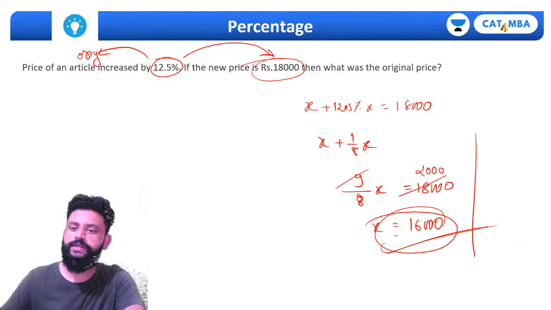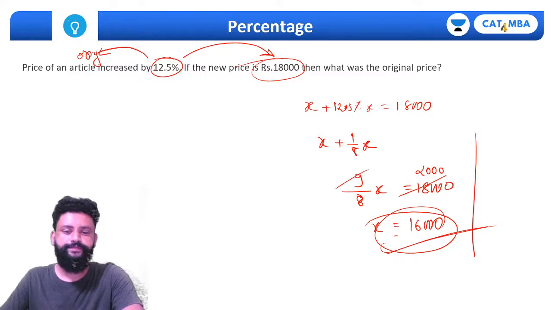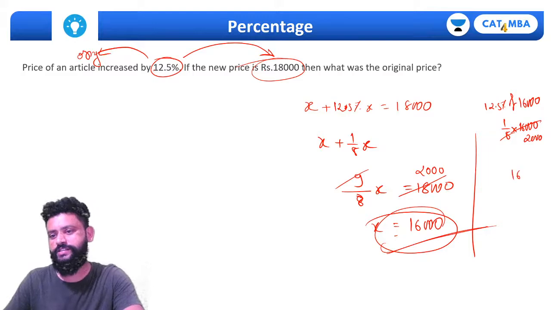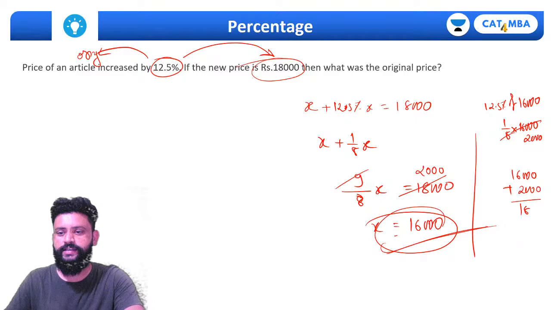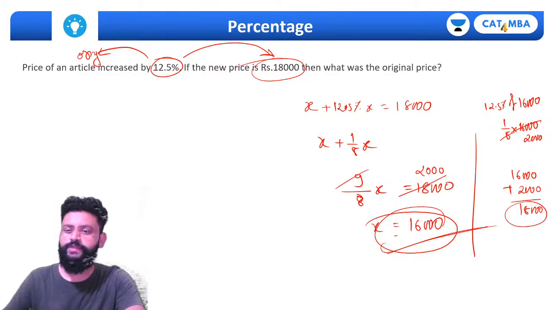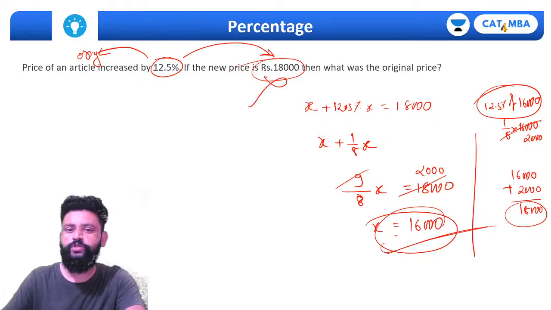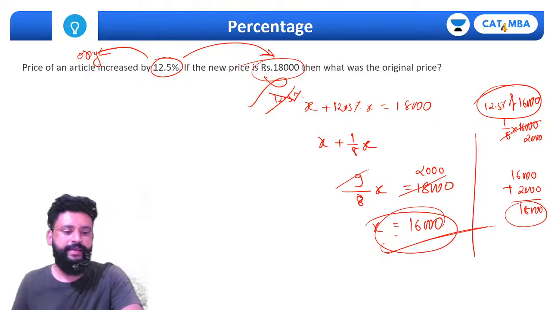Is it right? Have you understood this? Satya Prakash, give me a thumbs up if you understood this part. Now if you find 12.5% of 16,000, if I solve in the forward way, 1/8 into 16,000 comes out to be 2,000, and 16,000 plus 2,000 is 18,000. Now you will understand this 12.5% was of 16,000. You will not calculate 12.5% of this. 12.5% was not on 18,000. Are you clear?